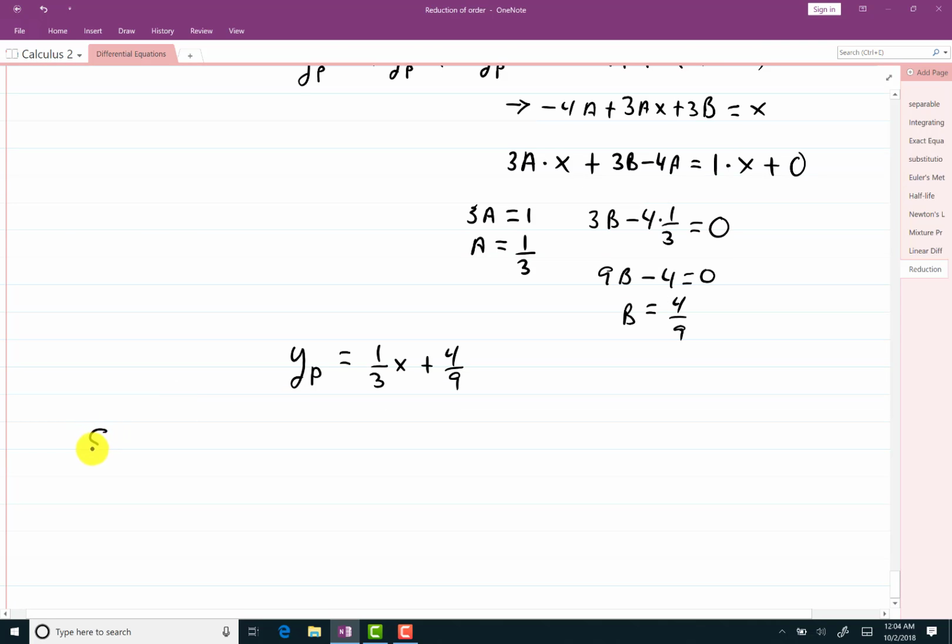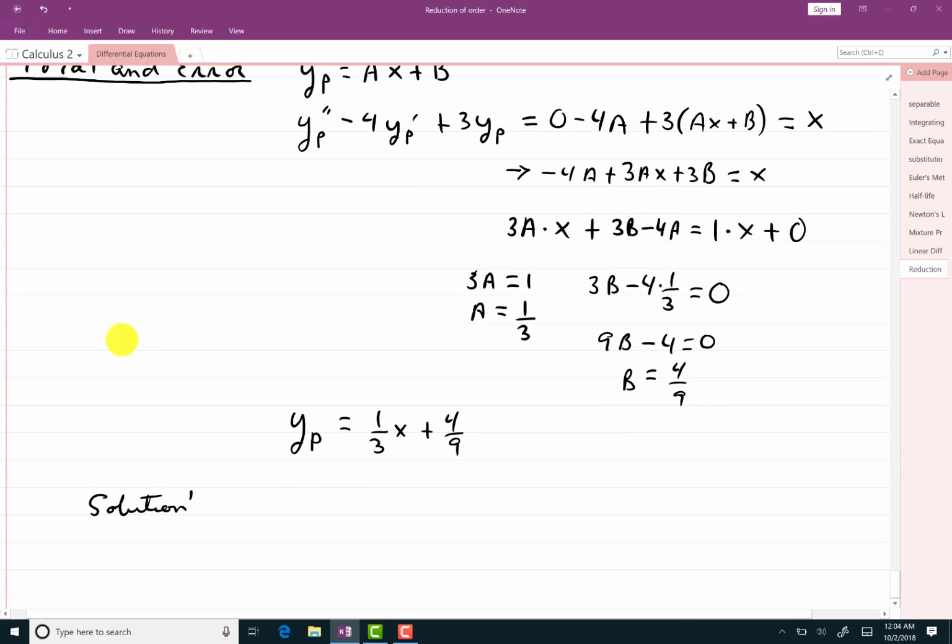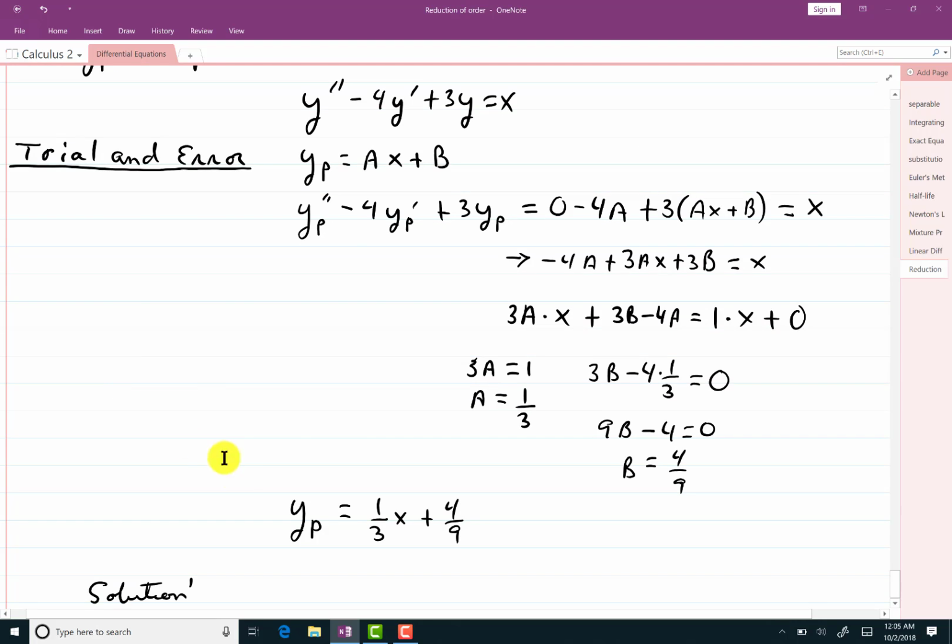So my solution, by the way, you may want to just throw it in to make sure it works. Let's actually see if it does. Y double prime on that will be 0, like we said. Y prime will just be 1/3, so I'll have a negative 4/3. And then let's see what happens when I do 3 times the whole thing. So I'll have negative 4/3, remember that, plus 3 times all of this. 3 times the 1/3 of x will give me the x like I want. 3 times 4/9 will give me positive 4/3. And the negative 4/3 will have canceled out.